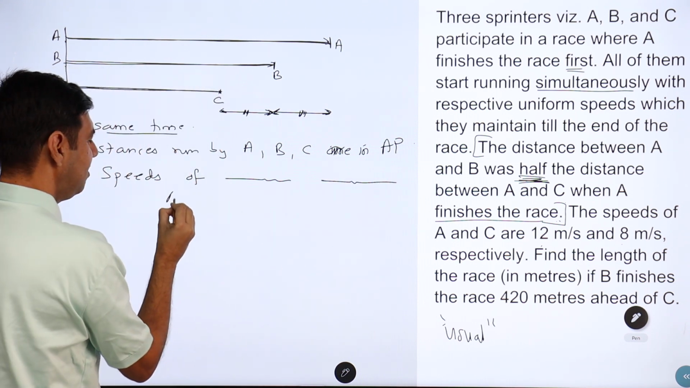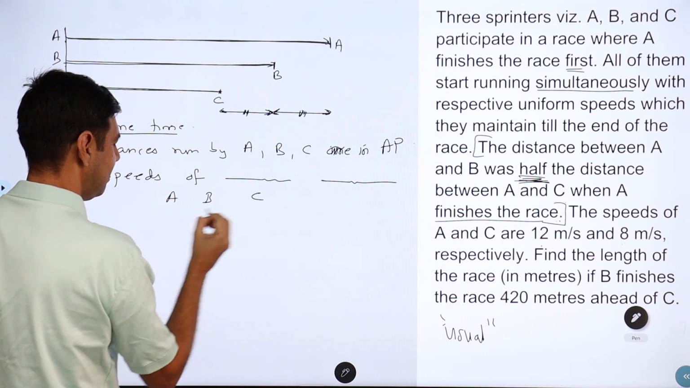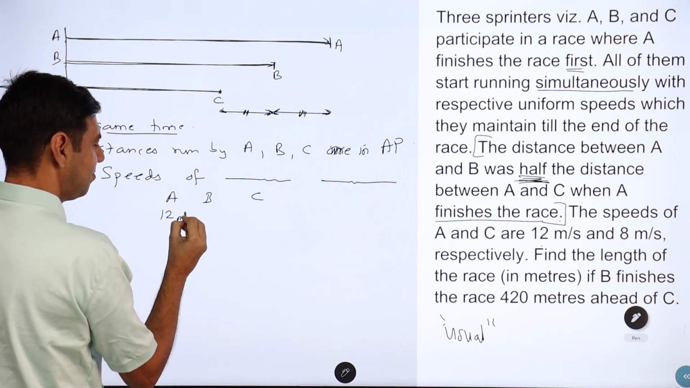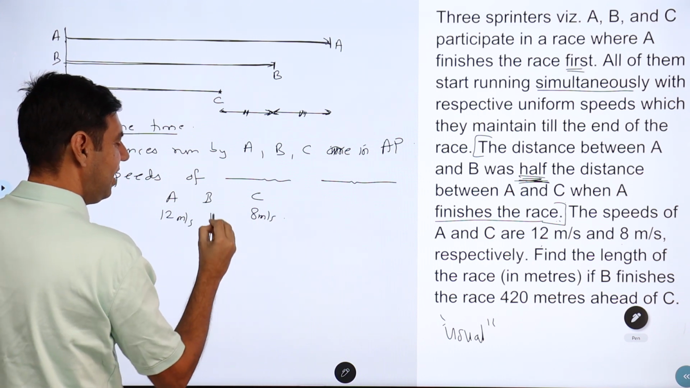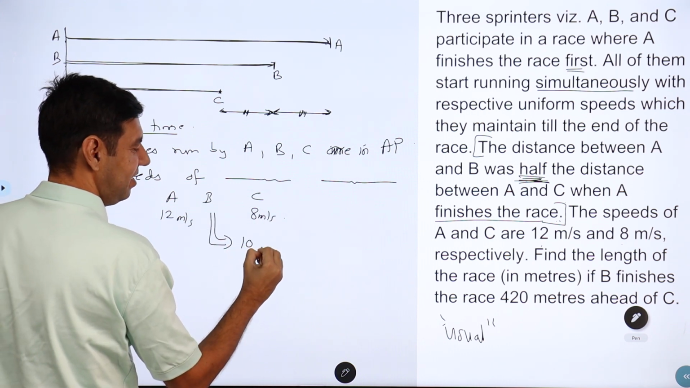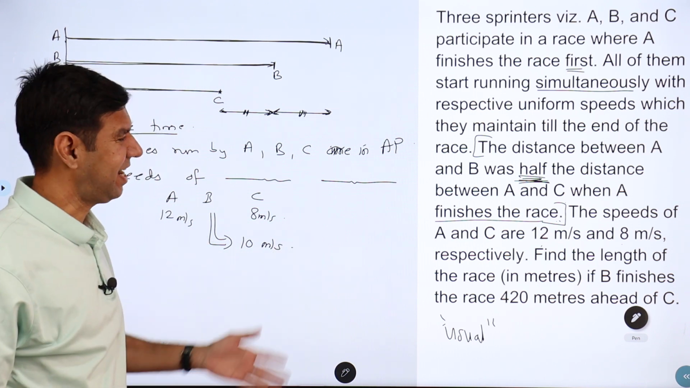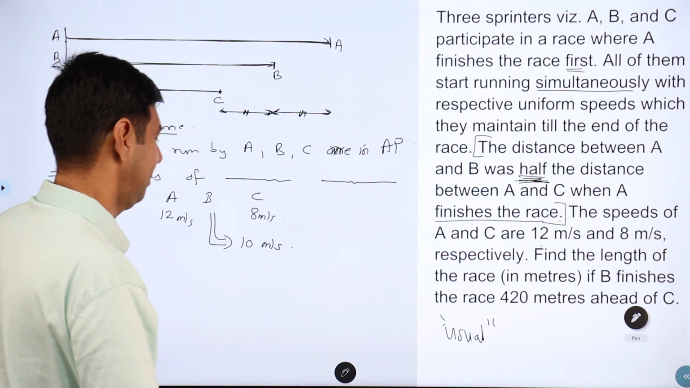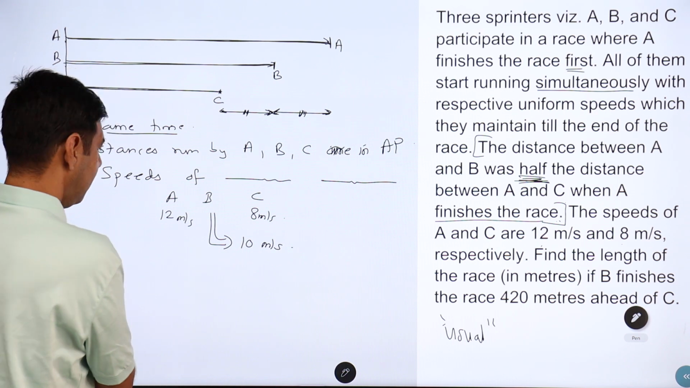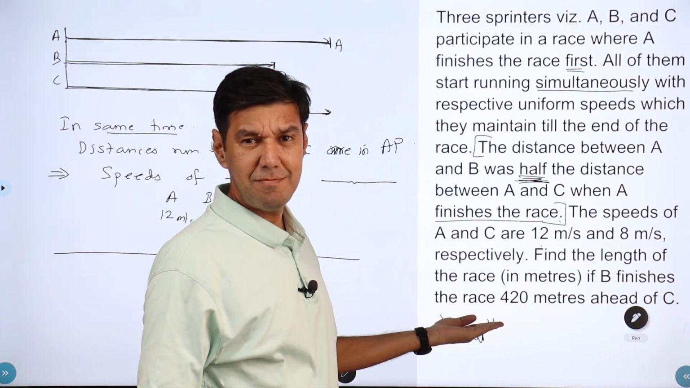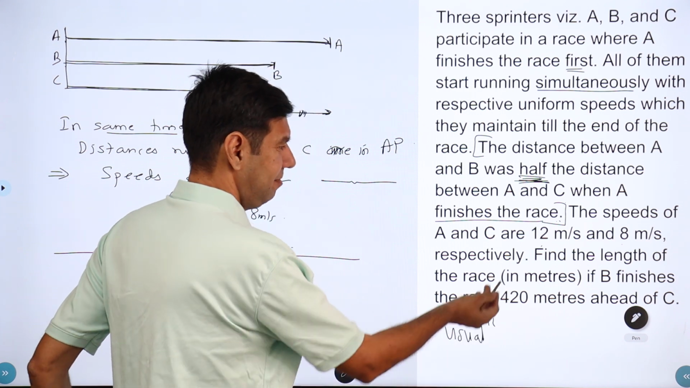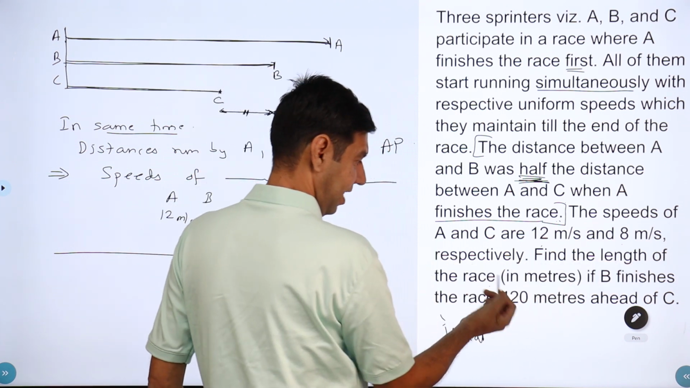And you know the speeds of A and C are given, 12 meters per second and 8 meters per second. So for B, you could directly find the speed is 10 meters per second. It doesn't take anything, students, to think about it. And once you know the ratio of every speed, and there's some distance given, I'm sure you can wind it up. Let me do it for you. So find the length of the race.